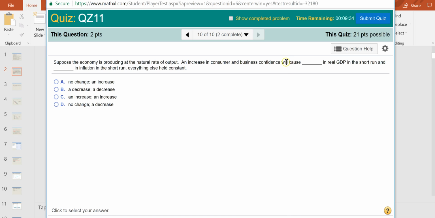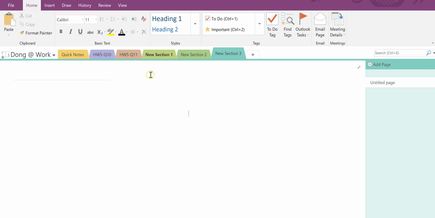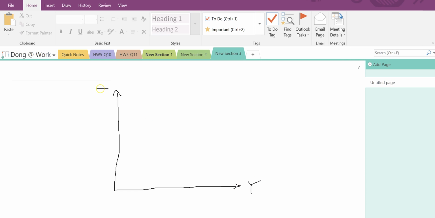And it's asking you what will happen to the GDP in the short run and inflation in the short run, everything else held constant. So let's use a chart to analyze this problem. The AD-AS curves. Our horizontal axis here is the output, and the vertical axis is inflation. We know that demand is sloping down, AD, and the short-run supply is sloping up.